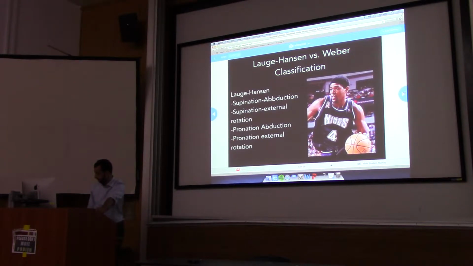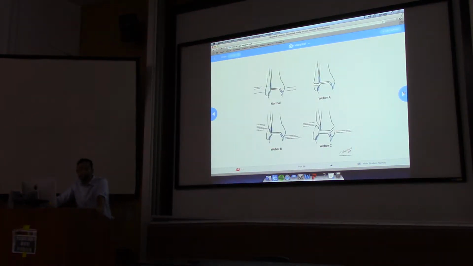Whereas the Weber criteria is pretty simple. You have your fibula, and this depends on where it breaks. If it's below the talar dome, this is the talus, so if it's below the talar dome, it's a Weber A. If it's at the talar dome, it's a Weber B. And if it's above the talar dome, it's a Weber C. That's the main one that we should be using in the ED.